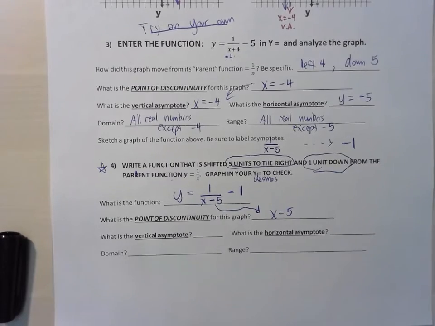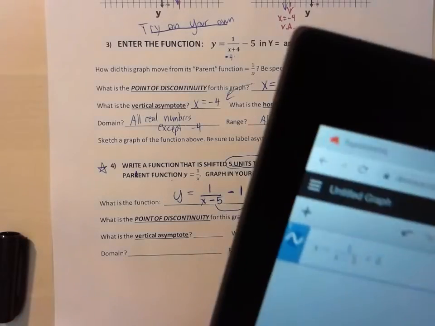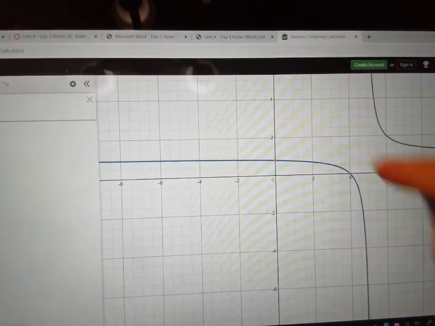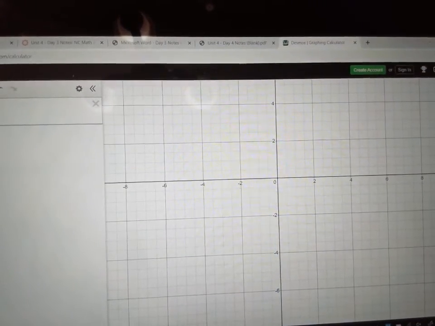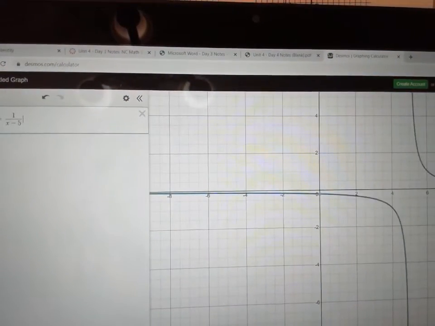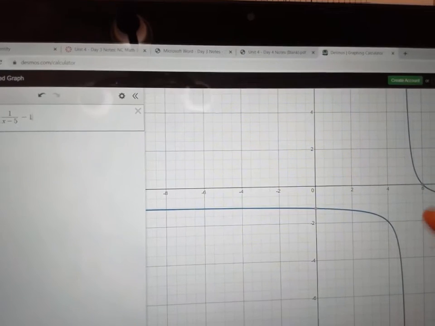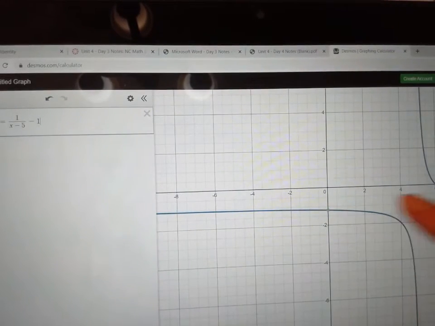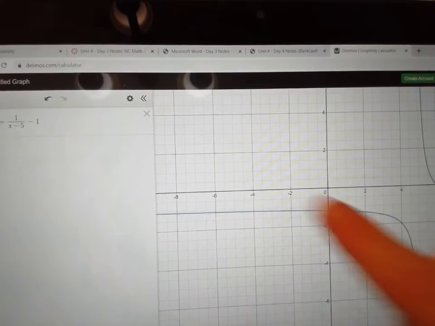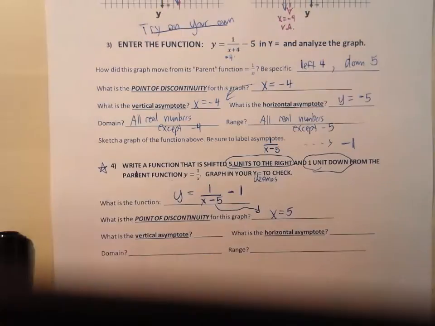Okay, I got a little ahead. I had to pause the video and I forgot that I'd paused it and I started teaching it. But basically on this problem, if you make the x minus 5 on the denominator, it's going to shift it to the right. And if you make it -1 after the fraction, it's going to shift it down. So it's going to go right 5 and down 1 from the parent graph of 1 divided by x.